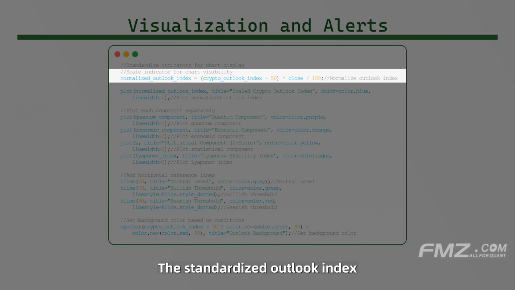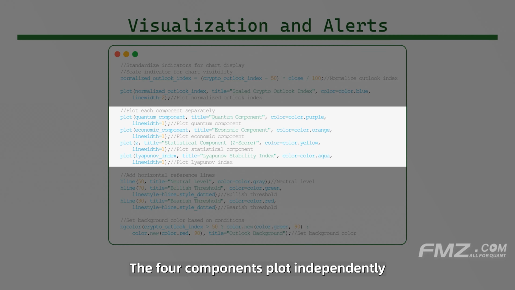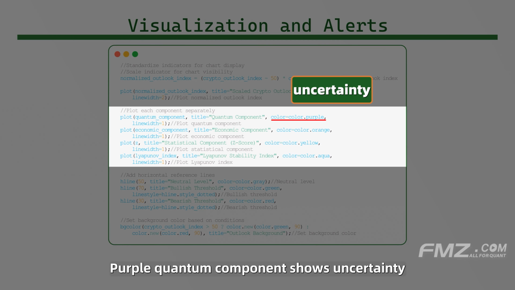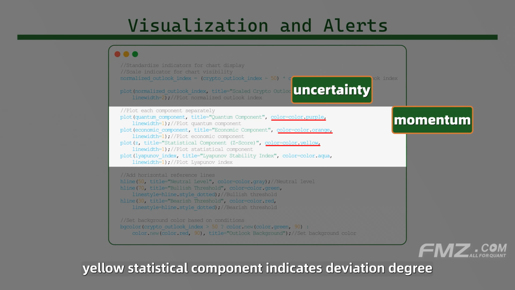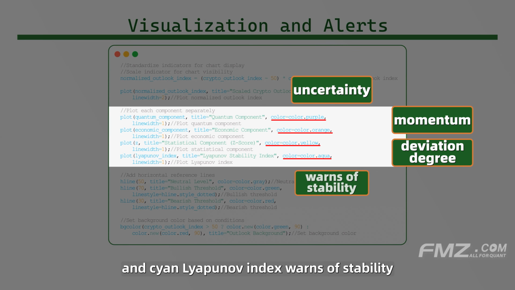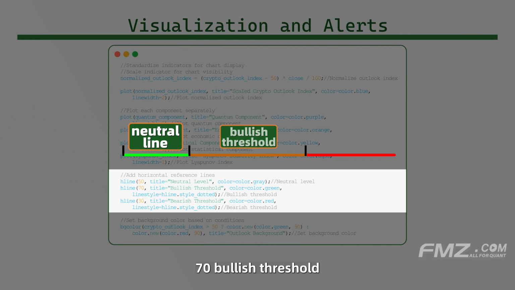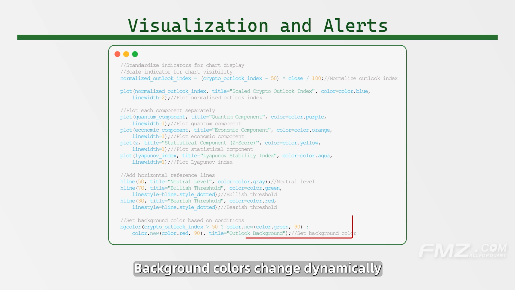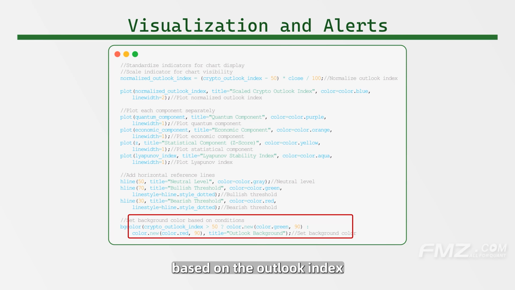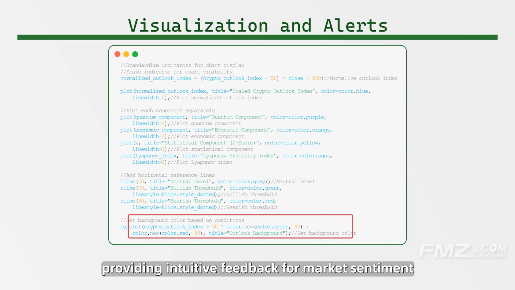The standardized outlook index adjusts through price scaling factors, enabling clear display on candlestick charts. The 4 components plot independently, with different colors representing different analysis dimensions. Purple quantum component shows uncertainty, orange economic component reflects momentum, yellow statistical component indicates deviation degree, and cyan Lyapunov index warns of stability. Horizontal reference lines include the 50 neutral line, 70 bullish threshold, and 30 bearish threshold. Background colors change dynamically based on the outlook index, providing intuitive feedback for market sentiment.